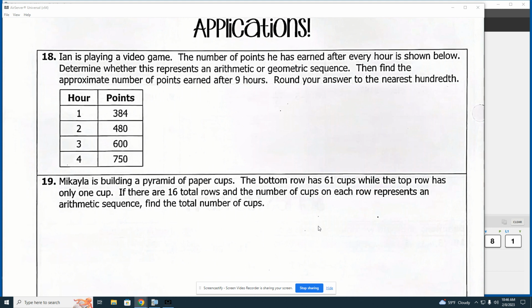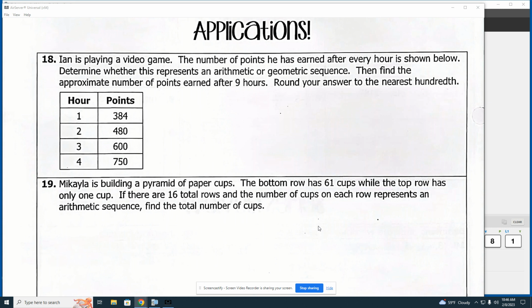So I'm going to read this. Ian is playing a video game. The number of points he has earned after every hour is shown below. Determine whether this represents an arithmetic or geometric sequence. Then, find the approximate number of points he earned after 9 hours. Round your answer to the nearest hundredth. Okay, so what am I looking for first? What am I deciding first?